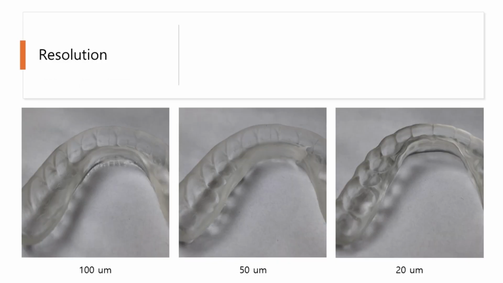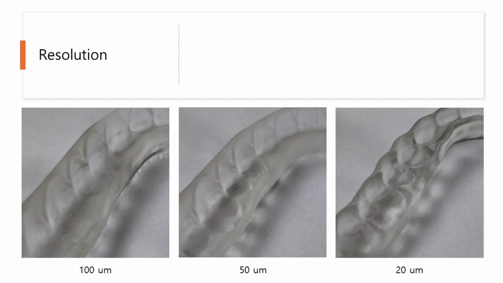We explore how varying the print layer thickness affects surface finish, particularly focusing on the superior gloss observed at 20 micrometer. As the layer thickness decreases from 100 micrometer to 50 micrometer, and finally to 20 micrometer, there is a notable improvement in surface smoothness and clarity.